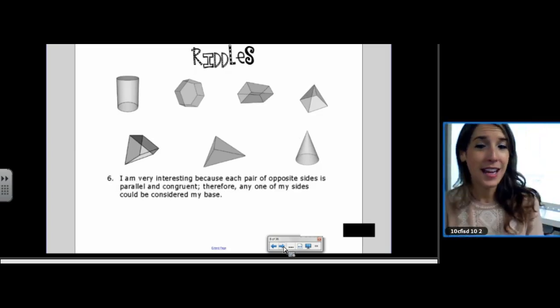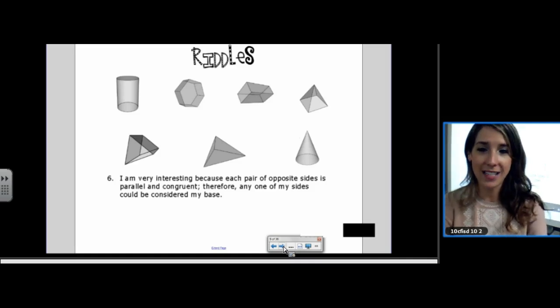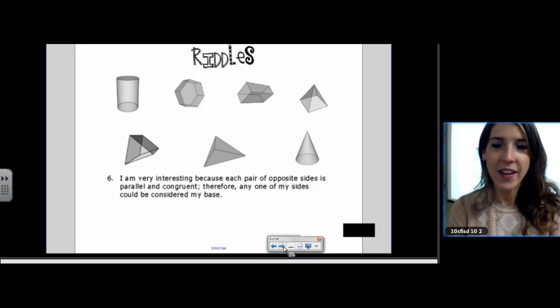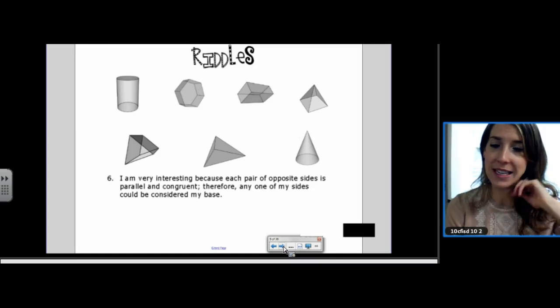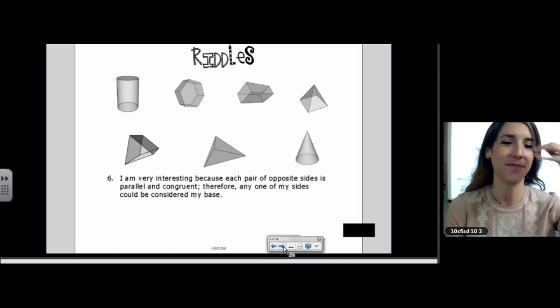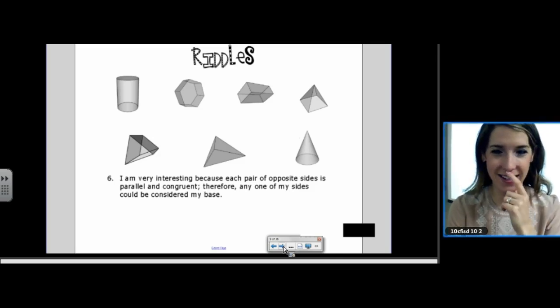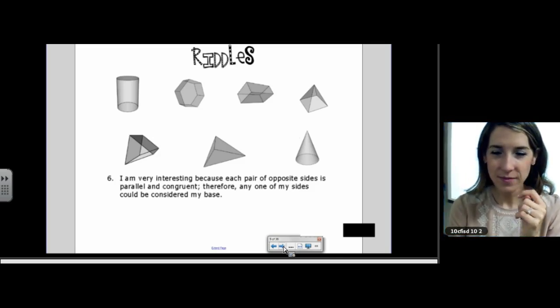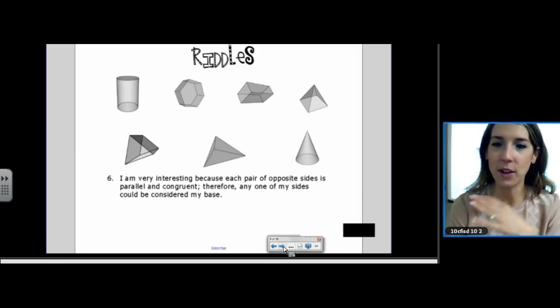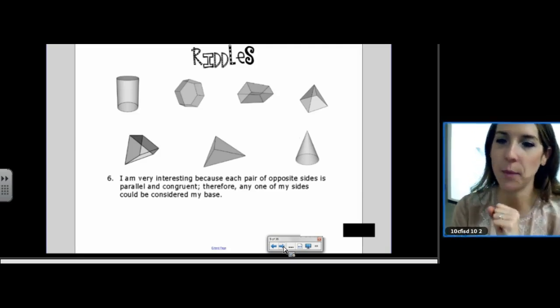I am very interesting because each pair of my opposite sides is parallel and congruent. Therefore, any one of my sides could be considered my base. Yes, no, Alex got it. No, actually, you're right. I'm looking at my choices now. Rectangular prism is the answer.